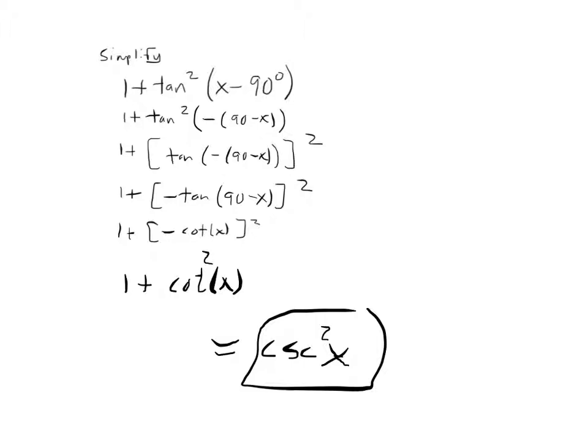And again, the instructions are going to be simplify, and note that we were able to go from an x minus 90 all the way down to something just in terms of x. When they say to simplify, if you've got x minus 90s, you want to get rid of them and get down to just x's.